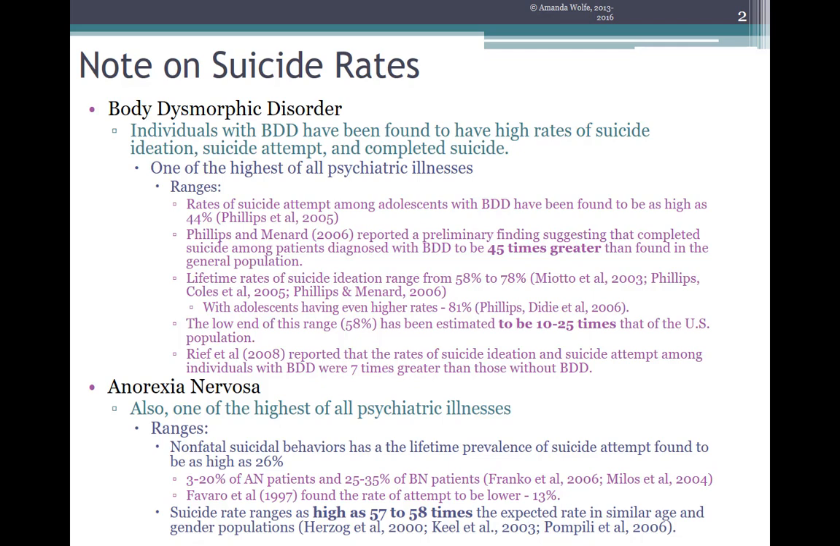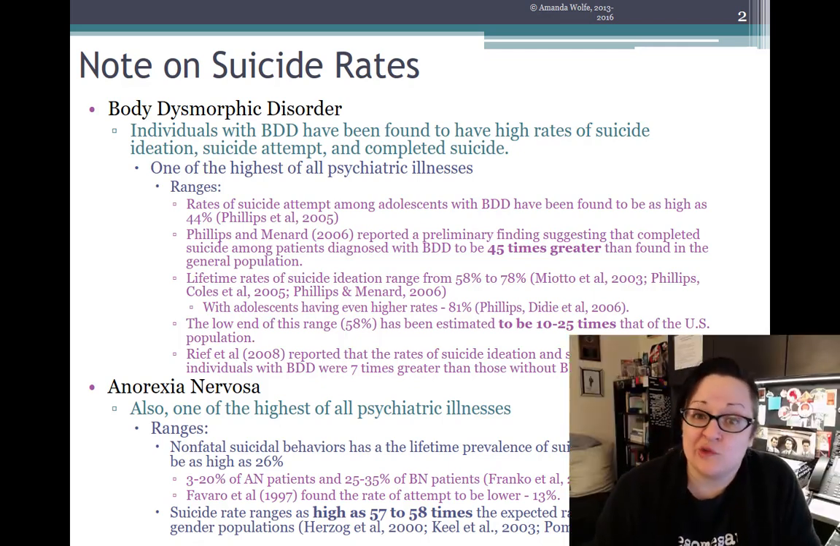Mood disorders have a very high rate of suicide, but in some studies, what we find is that actually these disorders have the highest rate of suicidality, particularly body dysmorphic disorder and anorexia nervosa. As you can see, some of these numbers estimate that it is greater than the general public by up to 45 or 58 times.